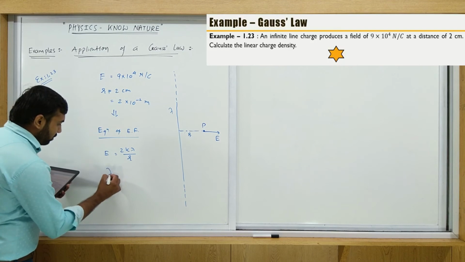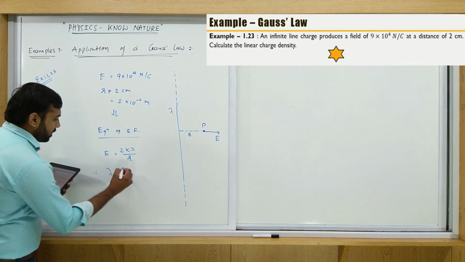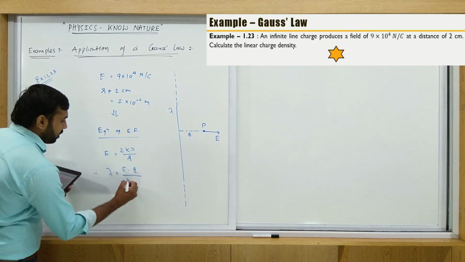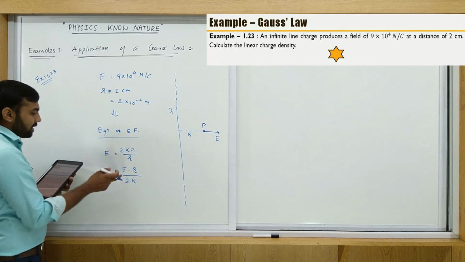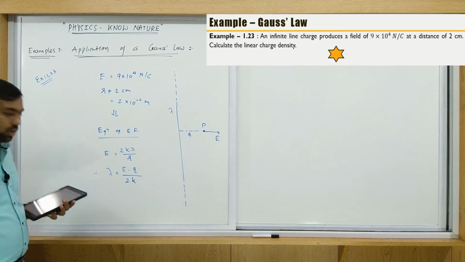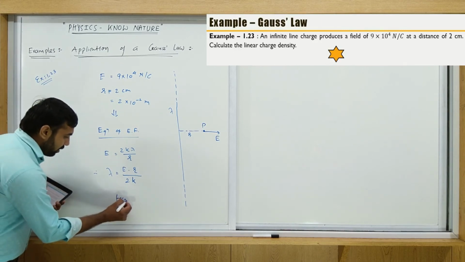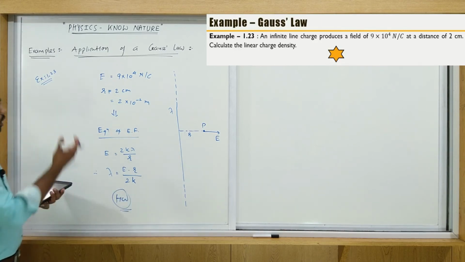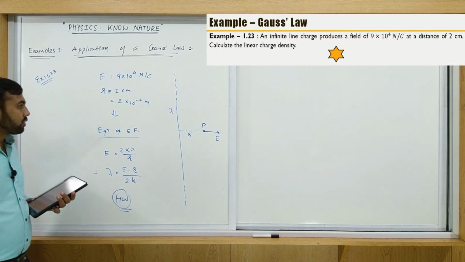So what is lambda from this equation? Lambda is equal to E into R upon 2k. Everything is given to you. You just put the values here. K is equal to 9 into 10 raised to 9, a constant. The remaining calculation is in homework. Okay, all of you note this example, then after that we go to the next one. Note it.